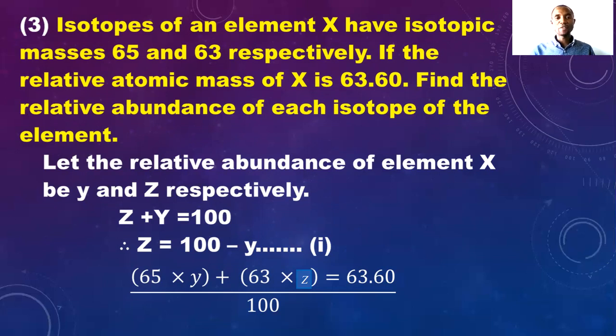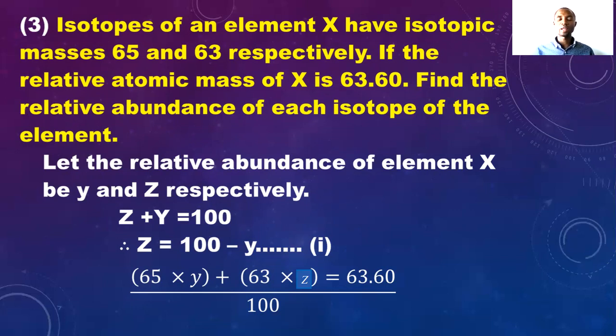65 there is for Y. You can use any one, or assign the other one as Z. So 65 times Y plus 63 times Z. Look at the question, 65 and 63. Y comes first, so we choose Y as 65 and Z as 63, equal to 63.60, which is the relative atomic mass of the element X given in the question.